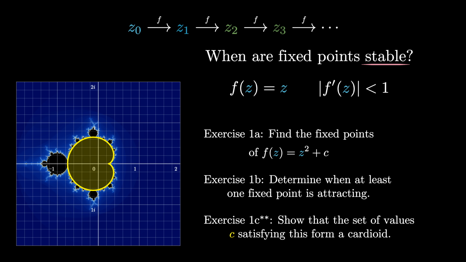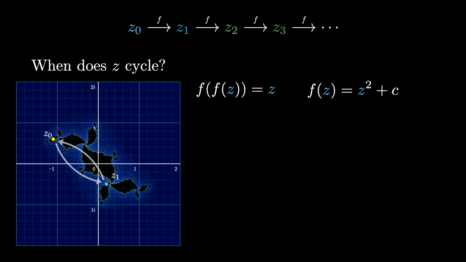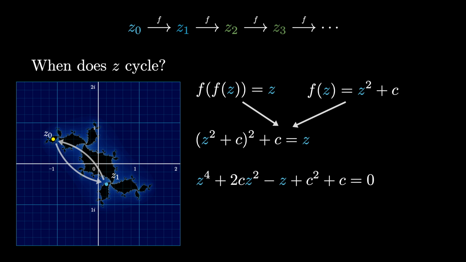A natural next step would be to ask about cycles, and this is where things really start to get interesting. If f of z is not z, but some other value, and then that value comes back to z, it means that you've fallen into a 2 cycle. You could explicitly find these kinds of 2 cycles by evaluating f of f of z, and then setting it equal to z. For example, with the z squared plus c map, f of f of z expands out to look like this. It's a little messy, but it's not too terrible.